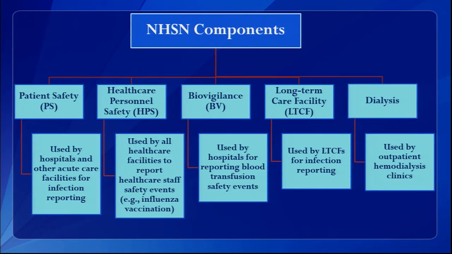Here is a schematic of all of the components available within NHSN. The patient safety, I think we all know the patient safety component. It is the most widely used component. It is tailored for use by our hospitals and other acute care facilities for infection reporting. Next, we have the healthcare personnel safety, and that is used by healthcare facilities to report healthcare staff safety events, more specifically influenza vaccination.